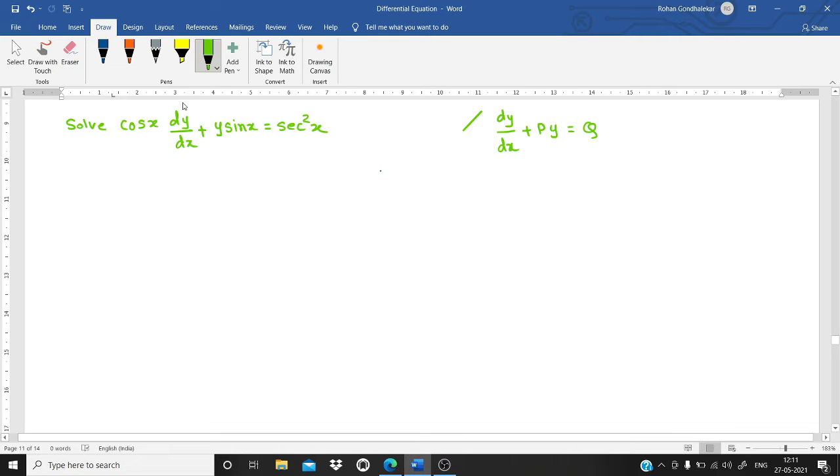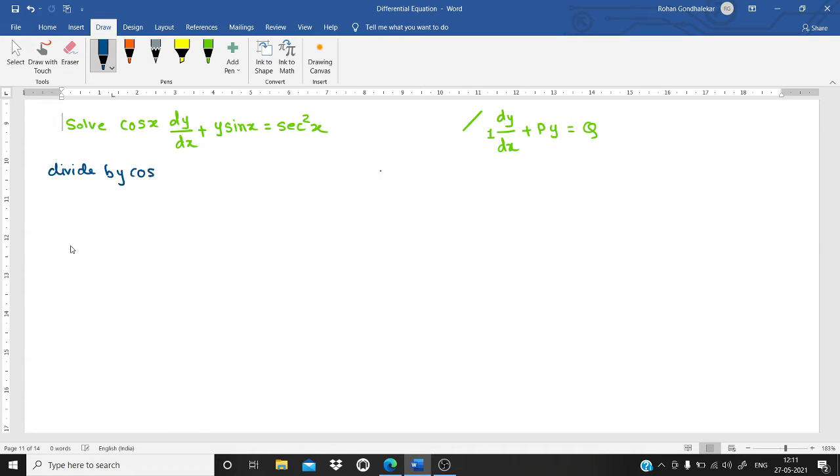But you can see the coefficient of dy by dx is required as 1 and here it is cos x. So first what we do is we divide by cos x on both sides. Then cos x upon cos x becomes 1. So we get 1 into dy by dx as per our requirement, plus y into sin x upon cos x, as we are dividing by cos x, is equal to sec square x upon cos x.